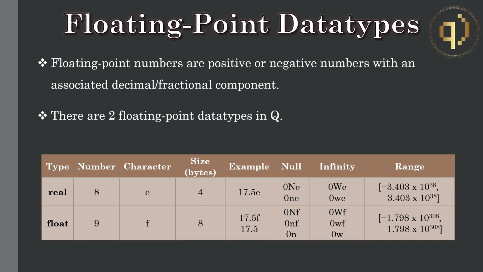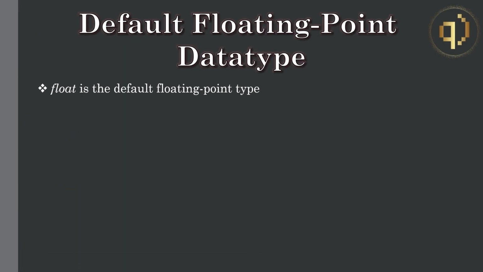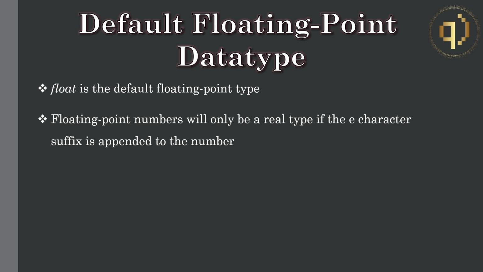Floats range from approximately minus 1.798 times 10 to the 308 to 1.798 times 10 to the 308. A float can hold at least 15 decimal digits of precision. As mentioned in the previous slide, the float is the default floating point type in Q. Floating point numbers will only be a real type if the E character suffix is appended to the number. For example, 7.5e is the real value 7.5, whereas 7.5f and 7.5 both define the float value 7.5.